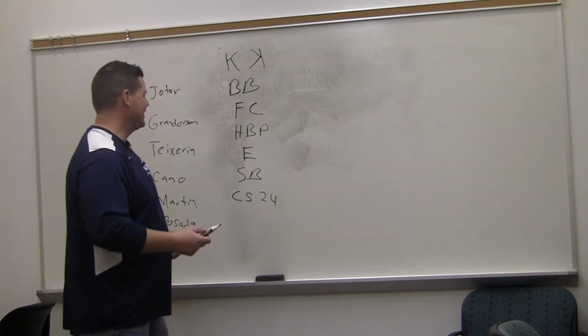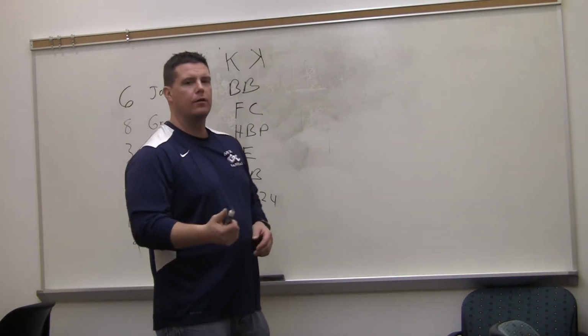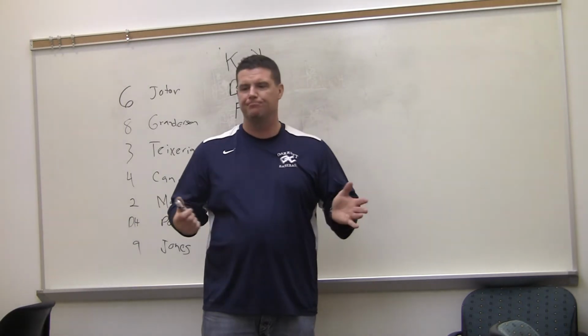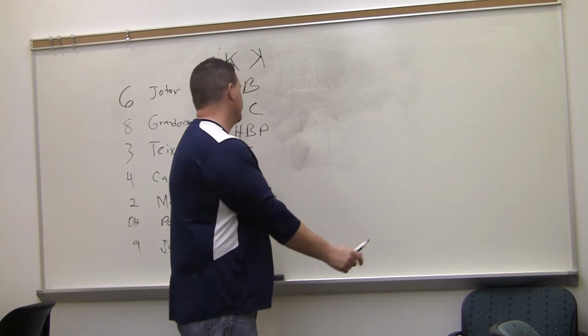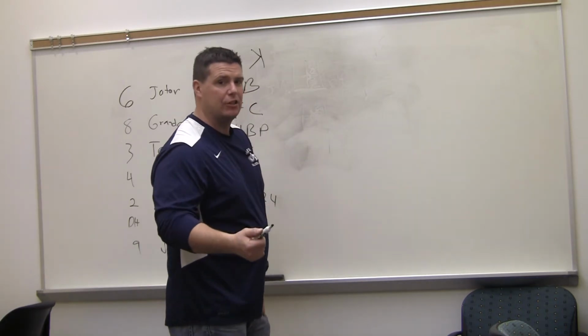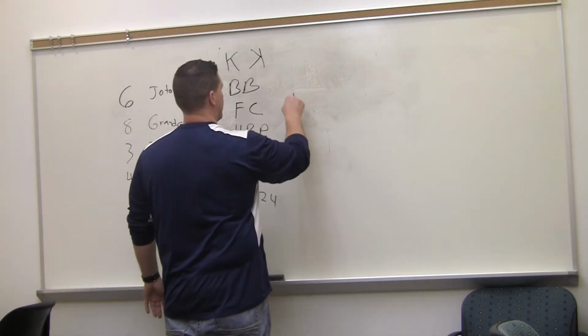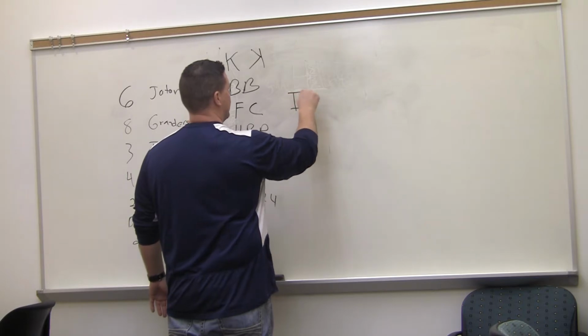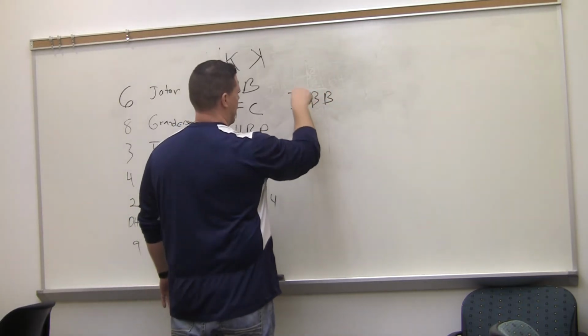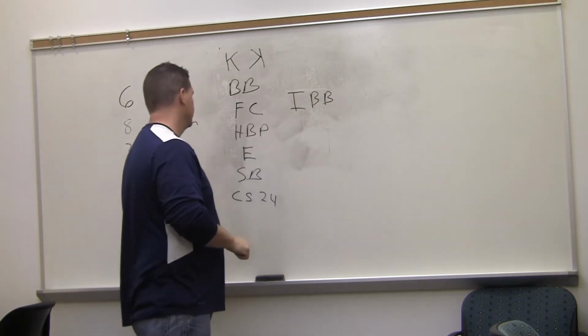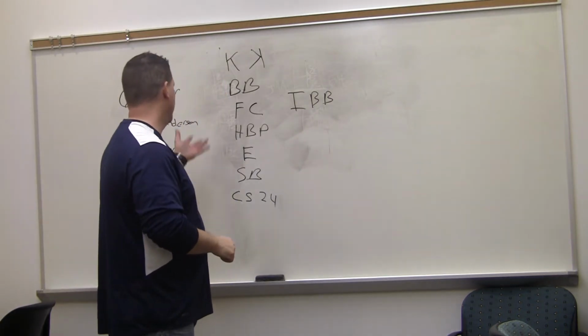Okay? Let's say there was an intentional walk. They didn't want to pitch to somebody, so an intentional walk or intentional base on balls. So you're looking at intentional I, base on balls. So you would put that in a box, in that small little box, depending on who it was.